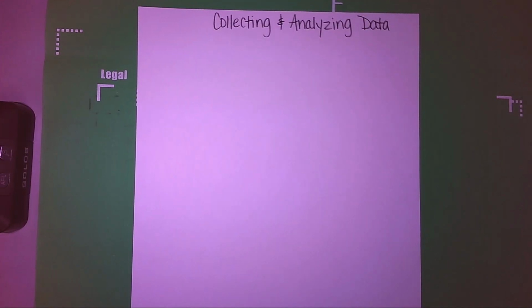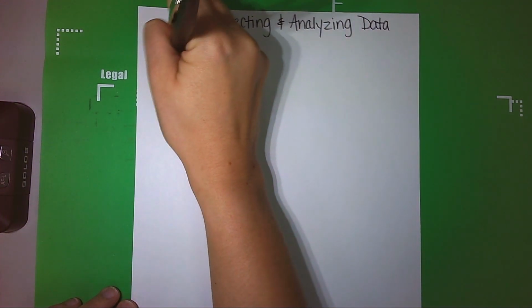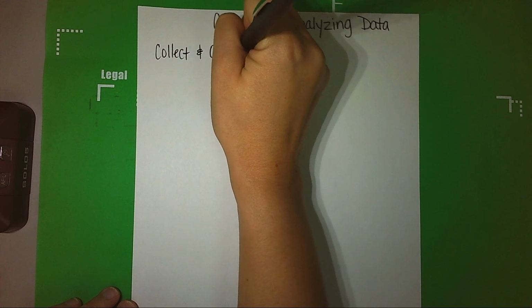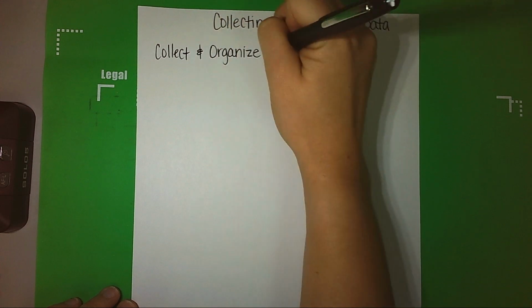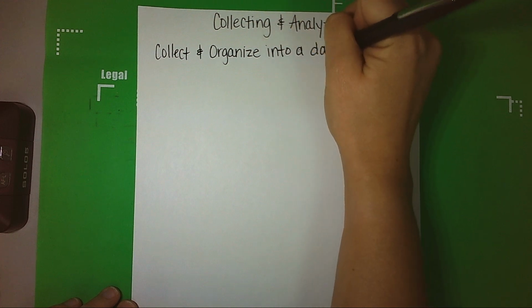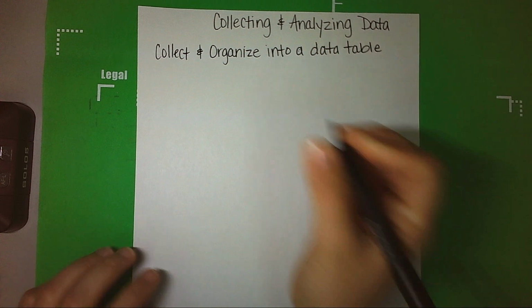Okay, so now let's talk about after you have made your hypothesis, you're doing your experiment. You are going to be collecting and analyzing that data. So when you're collecting, you're going to collect and organize into a data table. Okay, well, how do you set up that data table?